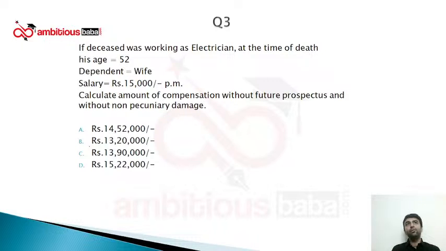Nowadays they have started one more thing, loss of love and affection, 40,000 to each family member. But for this particular session, let us forget about it. So to answer your question in a layman format, I would say if he is a bachelor, add 30,000. If he is married, add 70,000. As simple as that for non-pecuniary damages.